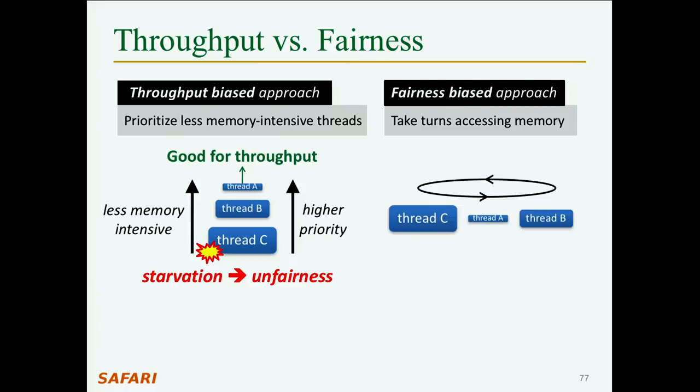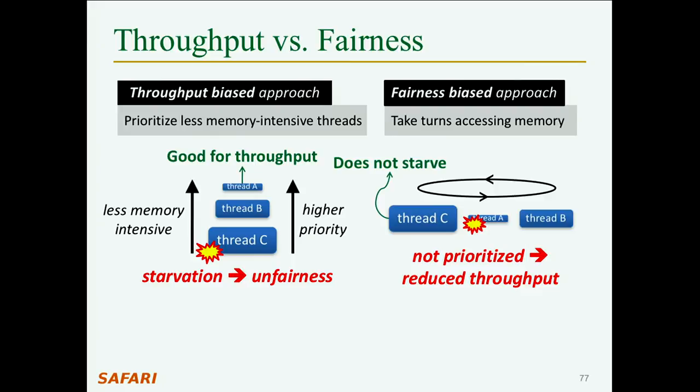On the other hand, the fairness-biased approach is more fair, basically. You take turns accessing memory. This is one definition of fairness again, right? For example, you basically prioritize this thread for a while, and then this thread for a while, and then this thread for a while. Now, it's fair for the elephants because it doesn't starve, but the mice are actually hindered now. Mice who are moving fast cannot move fast anymore.